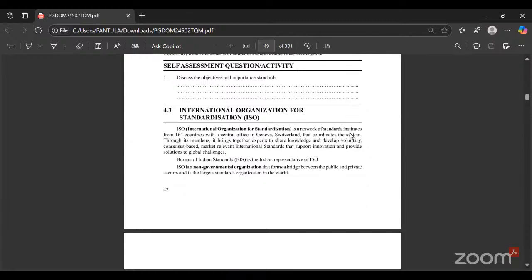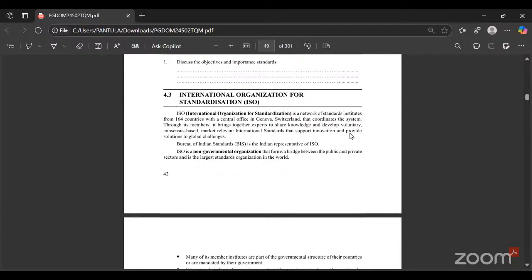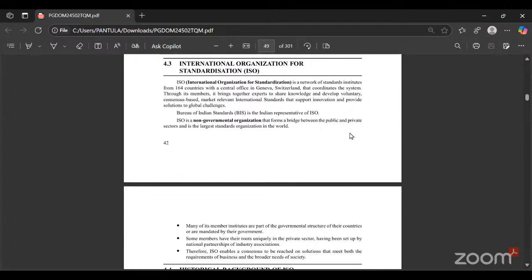Here we have one international standards body, the International Organization for Standardization, which we call ISO. It has spread to 164 countries, with its central office in Geneva, Switzerland, that coordinates the system throughout its members. It brings together experts to share knowledge and develop voluntary, consensus-based, market-relevant international standards that support innovation and provide solutions. ISO is a non-government organization.